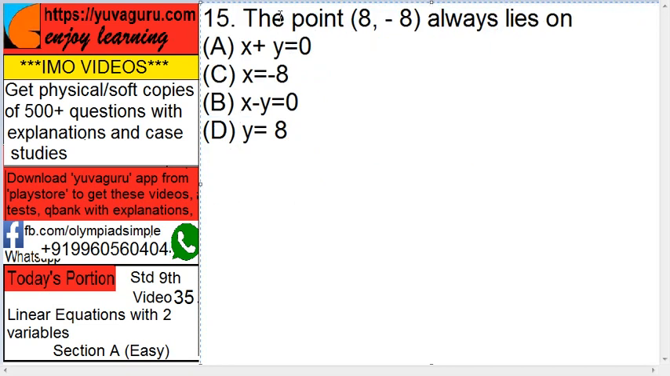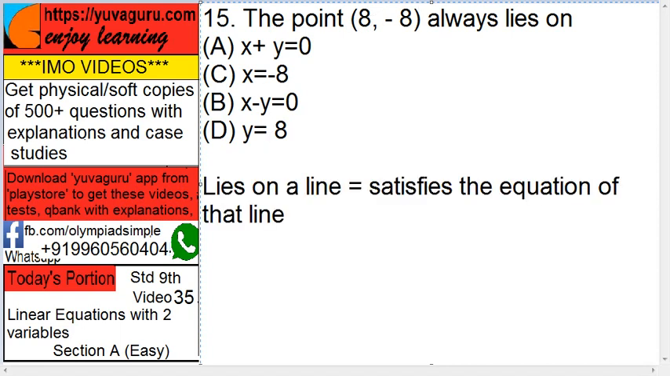Next, the point (8, -8) will always lie on which of these lines? Here (8, -8) should lie on these lines. It means that if any point lies on any line, it will satisfy the equation of that line. So let's check: (8, -8) satisfies the equation of which line?